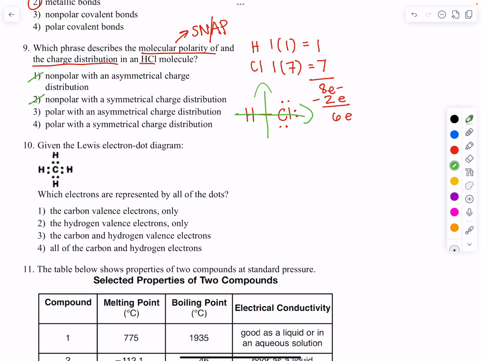We can eliminate choices 1 and 2. And it's asymmetrical. That's what polar means. Asymmetrical charge distribution, right? All the electrons are hanging out here by chlorine.